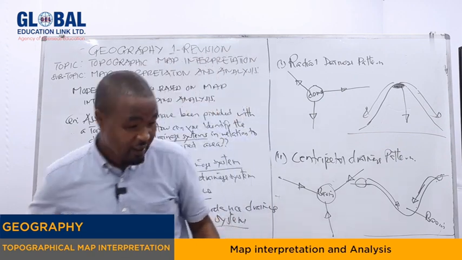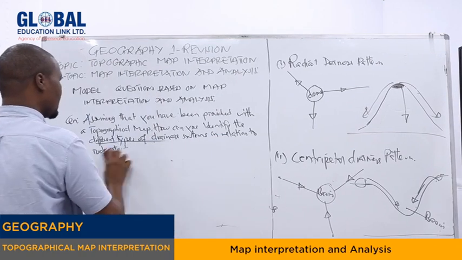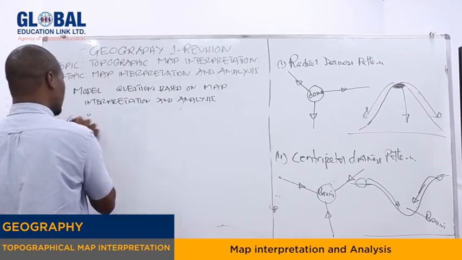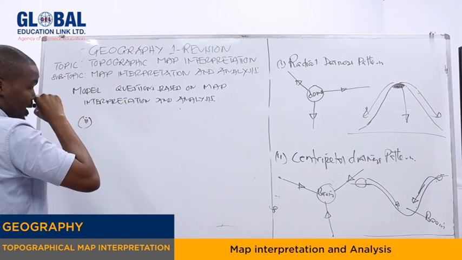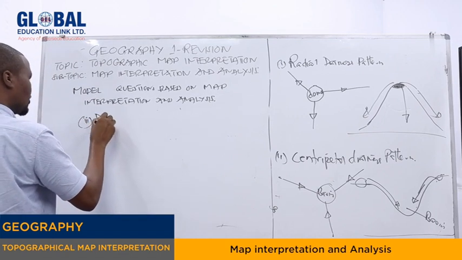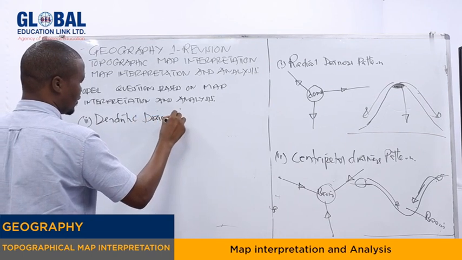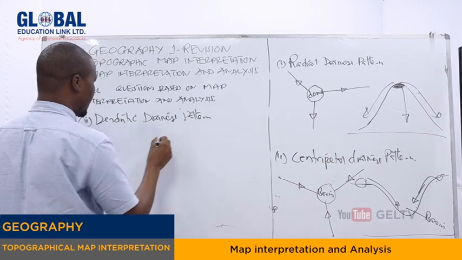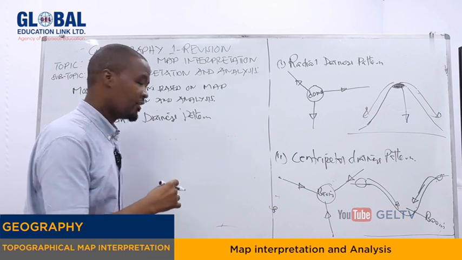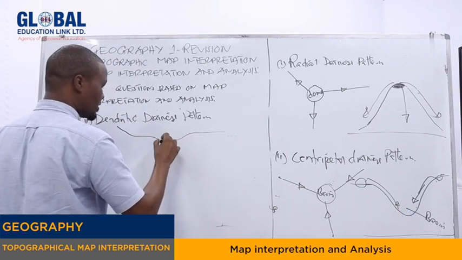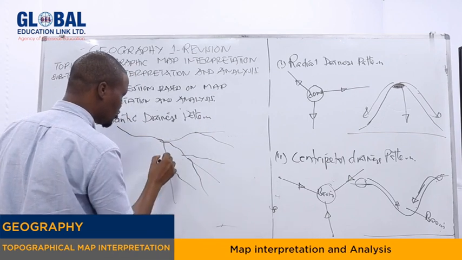Then let's see the other drainage patterns, where the rivers follow the rock structure and geomorphology. Another one is what we call the dendritic drainage pattern. The river will flow forming the shape of the branches of a tree, or a leaf with veins, and we call it the dendritic drainage pattern.